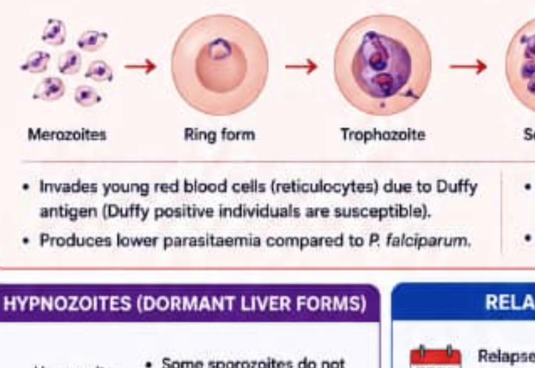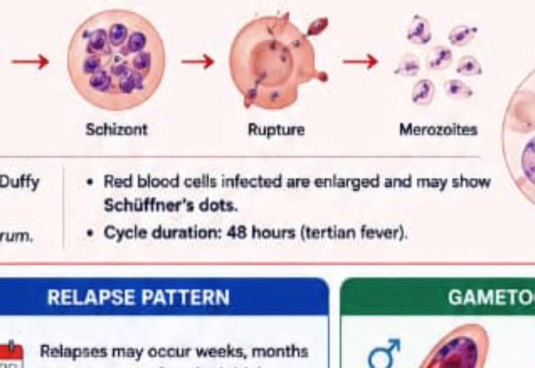Now it produces low parasitemia. The tertian fever occurs in a 48-hour period. The red blood cells infected are large and show what we call Schüffner's dots. So in vivax you see Schüffner's dots, but when you go to falciparum you are seeing what we call Maurer's clefts or rosette formation. But in this one you are seeing Schüffner's dots.